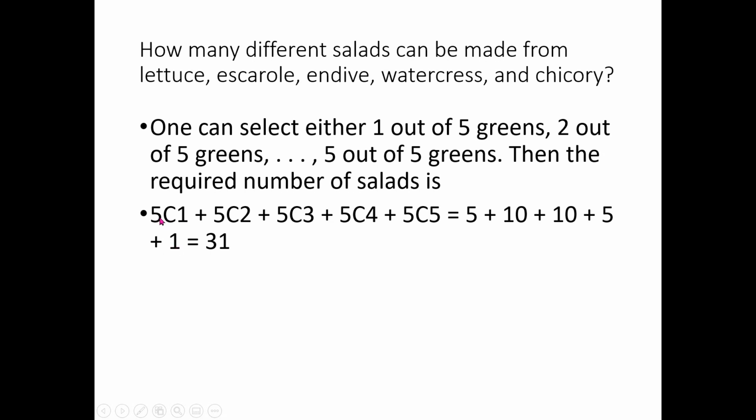So one herb could be selected out of these 5 in 5C1 ways. Similarly, 2 herbs in 5C2 ways, and so on. I have added all these, and by the way, why am I using combination? Because order doesn't matter. 5C2 simply means that any 2 herbs are selected. It doesn't matter which herb is selected first. So I'm going to add these combinations. 31 different ways are possible to make a salad using these 5 herbs.